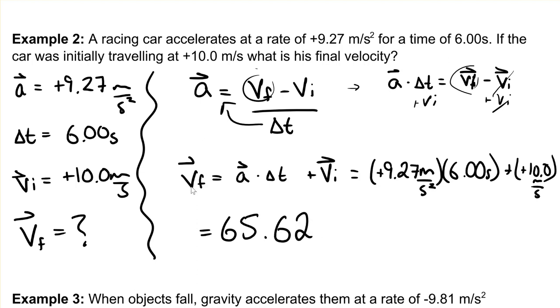65.62. And because it's a final velocity, what's happening with the units is that seconds cancels with one of these seconds. You get meters per second plus meters per second, and when you add units, they just add together, so you don't actually combine the units. You get left with meters per second. That is not our final answer.